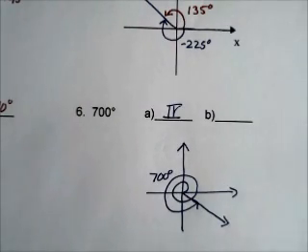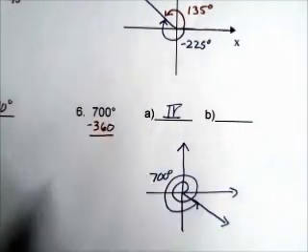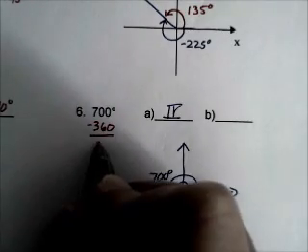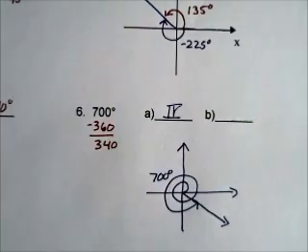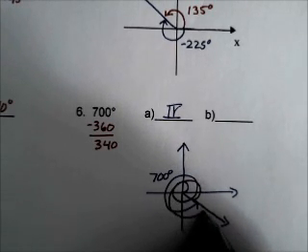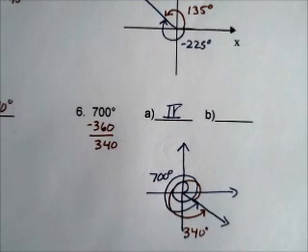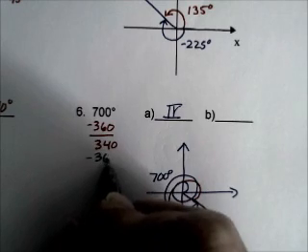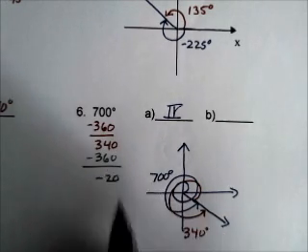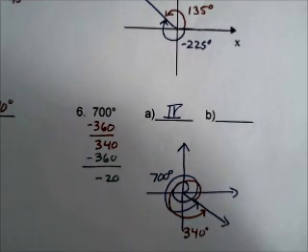And a coterminal angle, I'll take the 700, I subtract 360, and that's 340. So that would just be indicated by going once. If I subtract another 360, you get -20, and that would be indicated.